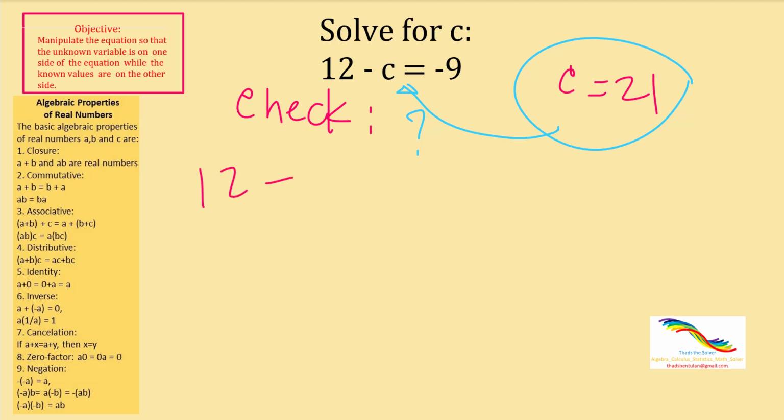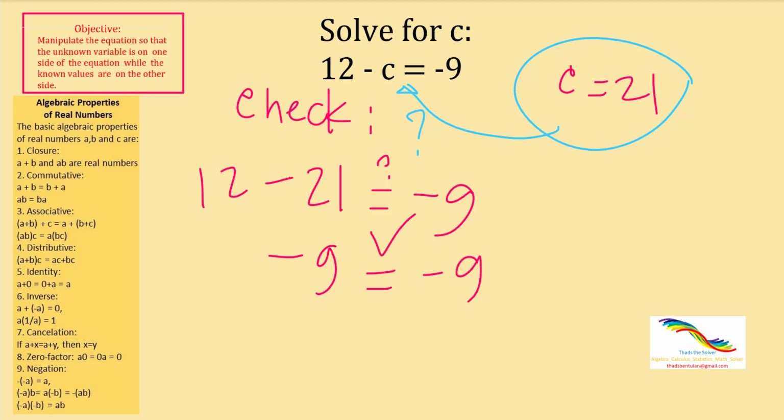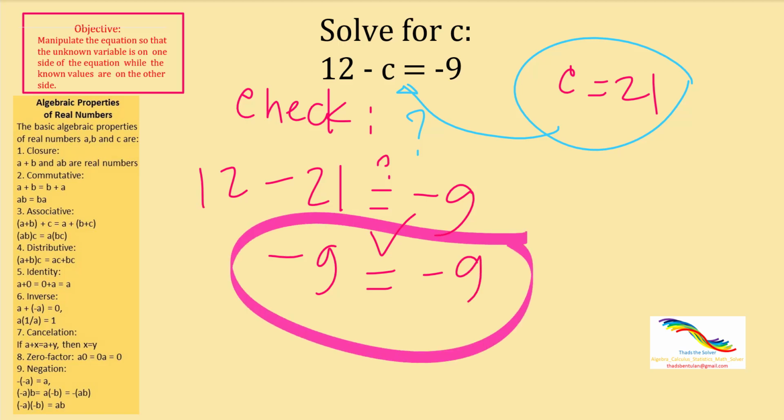So it's 12 minus c. What is c? 21 equals negative 9. Is it equal to negative 9? 12 minus 21 is negative 9. Is that equal to negative 9? Equal. So therefore, we have done the cross-checking. So we have solved the problems now. We have solved it in two ways, using the standard method and the transposition method, and we have checked our answers.